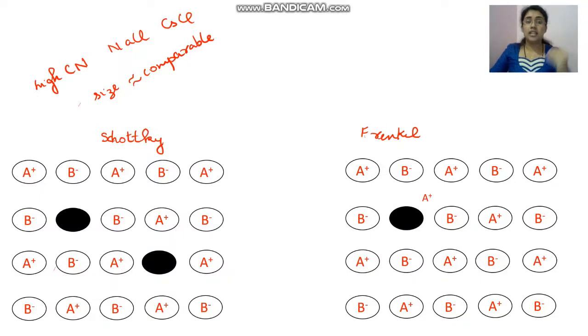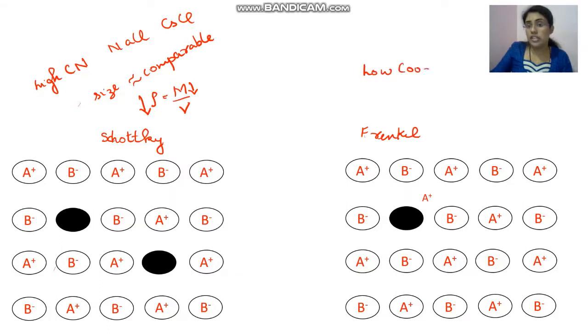And as a result of a Schottky defect, what happens to the density? We know density is mass by volume. Volume is not changing as such, but there is a variation in the mass. Because two ions are missing, the mass of the overall compound decreases because of the vacancies. Mass decreases, therefore density would decrease. This is the Schottky defect.